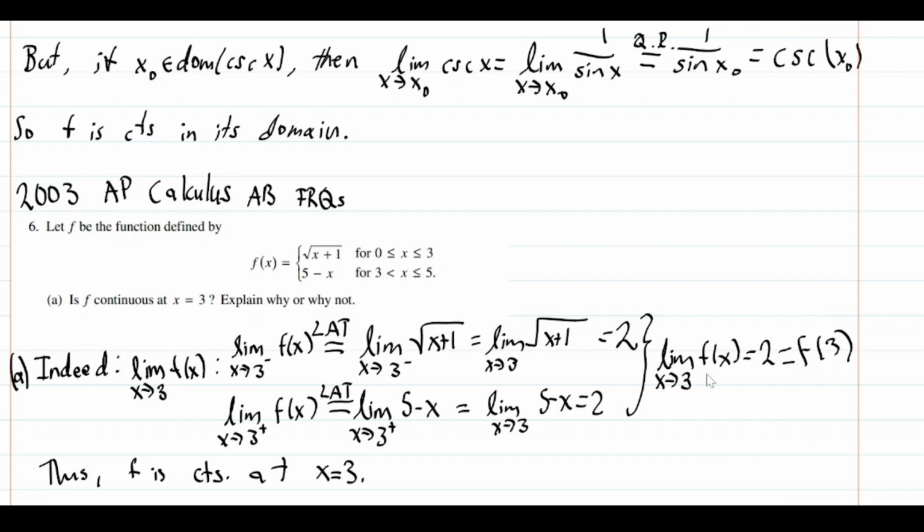the limit as x approaches 3 of f of x is equal to 2, and 2 is just evaluating it at f of 3, because if we plug in 3, we're going to look at this piece, it's just the square root of 3 plus 1, so it's equal to the square root of 4, which is 2. So yes, this is f of 3, thus f is continuous at x equals 3. This is going to be one of the easier problems you're going to get on the AP exam.